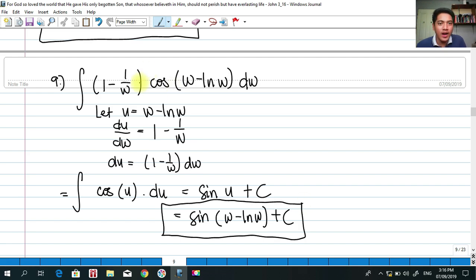As you can see here, there is a great relationship between the inside function of the cosine and this term here.